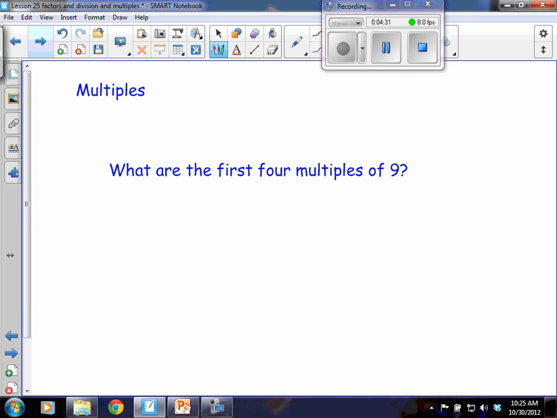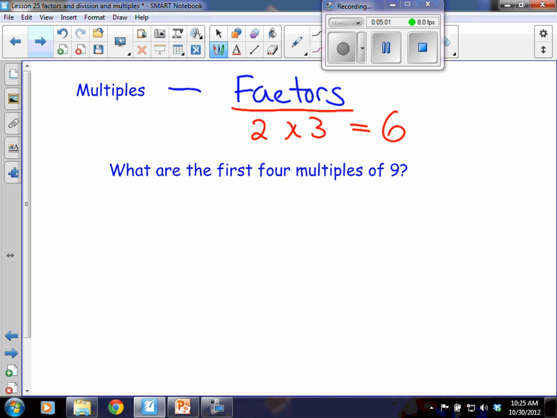The other concept we want to look at is the idea of multiples. Now multiples, we don't want to confuse with factors. They are not the same thing. But this is one area that is very easily confused in the minds of students. Factors, we said, are the things multiplied together, such as 2 times 3, that are going to equal 6. These are factors that give us a product.